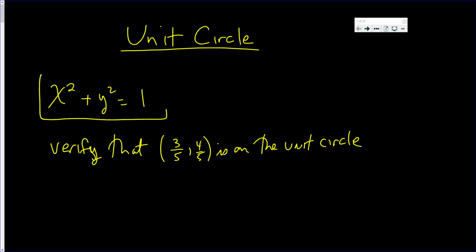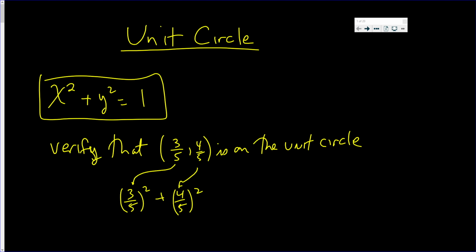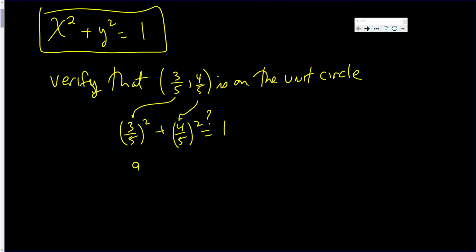That is, it's on that circle. Well, it clearly says if you square the x value and you square the y value, you're supposed to get 1. Well, let's see if that is in fact true. 3 squared over 5 squared plus 4 squared over 5 squared. Does that equal 1? They have the same denominators, so I just add the numerators. And yes, 25 over 25 is 1. So it is on the unit circle.